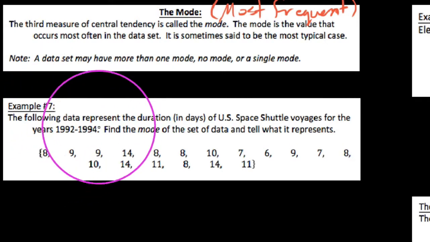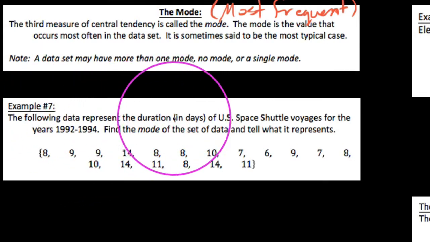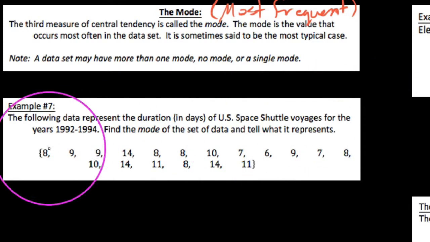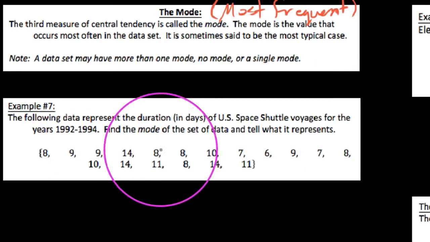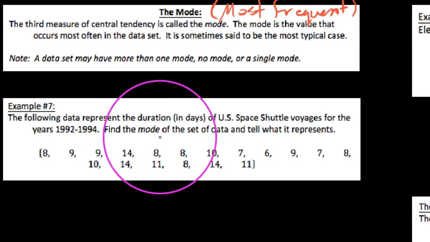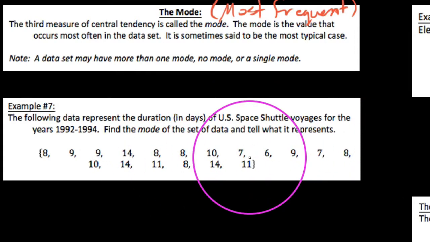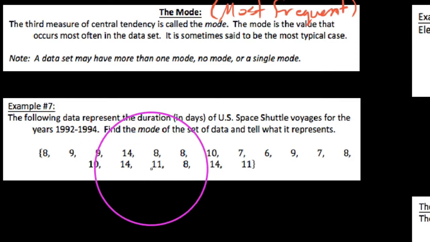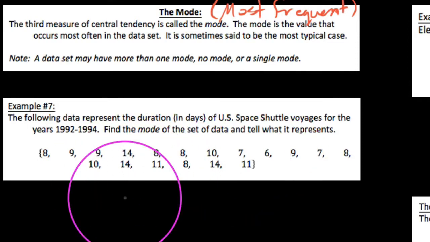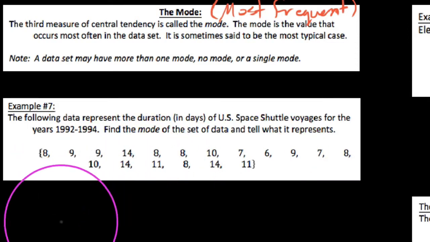The following data represents the duration in days of U.S. space shuttle voyages between the years of 92 and 94. What I'm curious about is what the mode of the data set is, and what it represents. One thing I do want to mention is this: you don't necessarily have to put the data in order to find the mode. However, it is entirely helpful to do so. So in this case, we're actually going to do this.